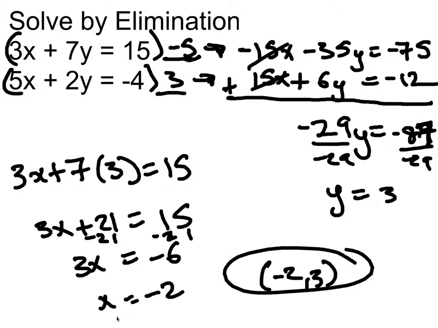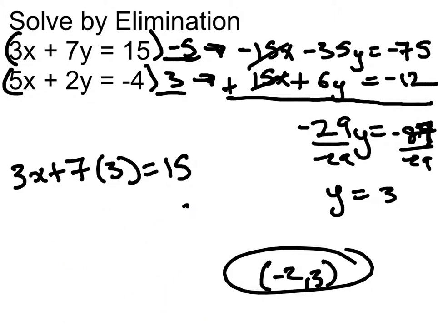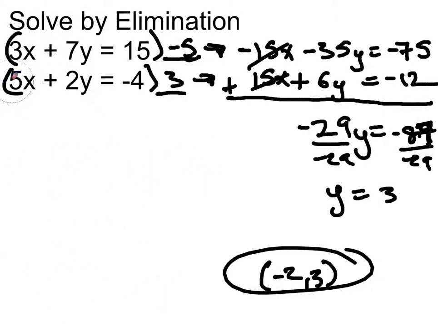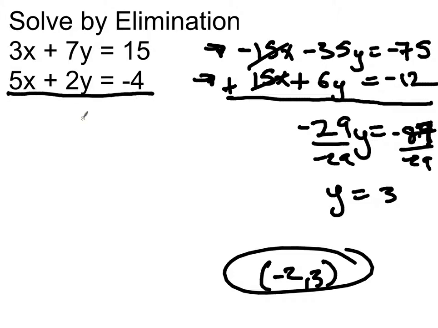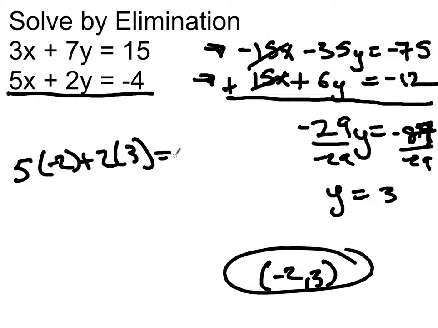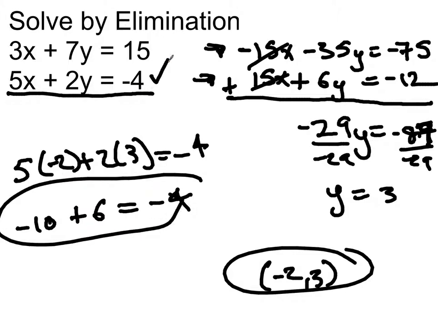If you want to check your solution, you need to plug it into the other equation. I plugged it into the first equation to figure out what x is, so I need to plug it into this second equation to check to see if it's right. So 5 times negative 2 plus 2 times 3 should give me negative 4. 5 times negative 2 is negative 10. 2 times 3 is 6. That does add up to give you negative 4, so it works for both equations. This is a solution to our system of equations.